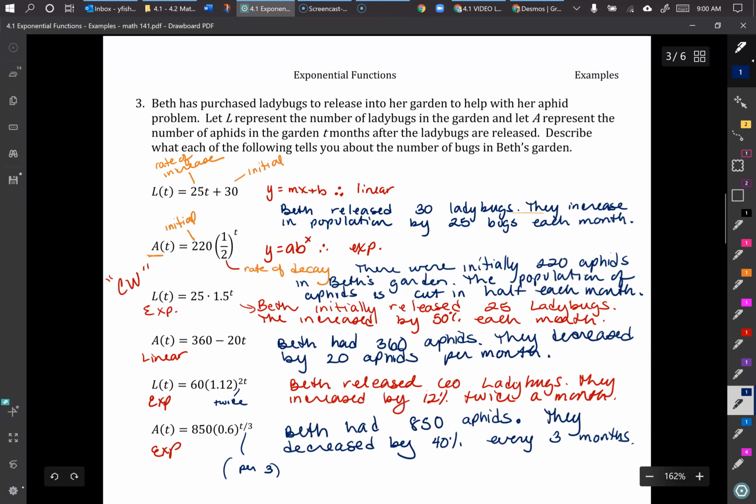Okay, so here are my sentences here. We can see that this first one is exponential, 25 times 0.15 to the t. Beth initially released 25 ladybugs.